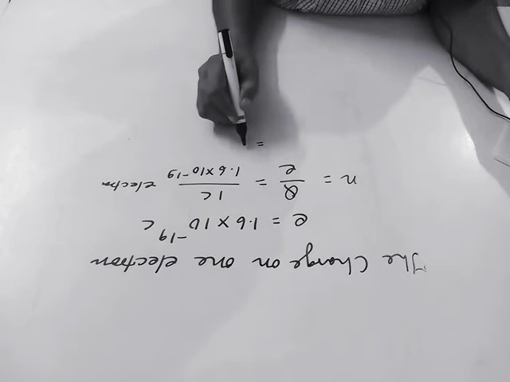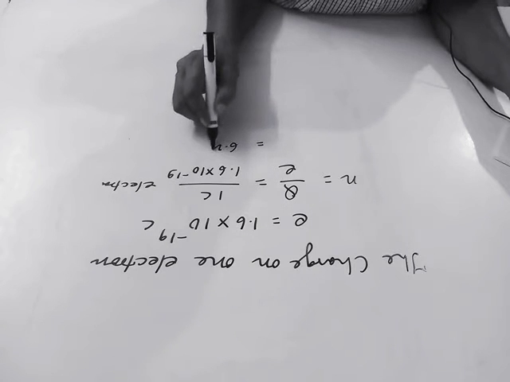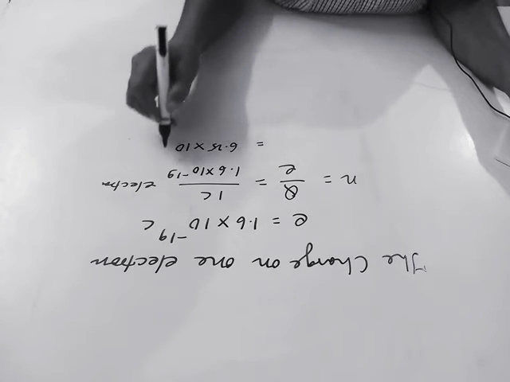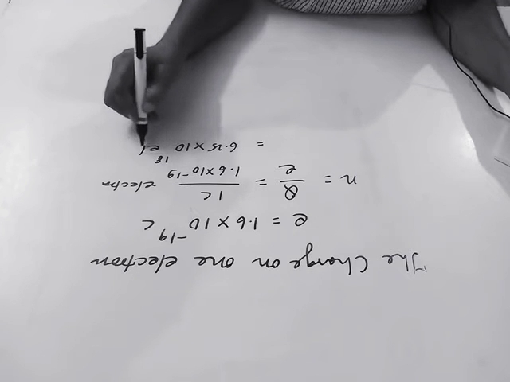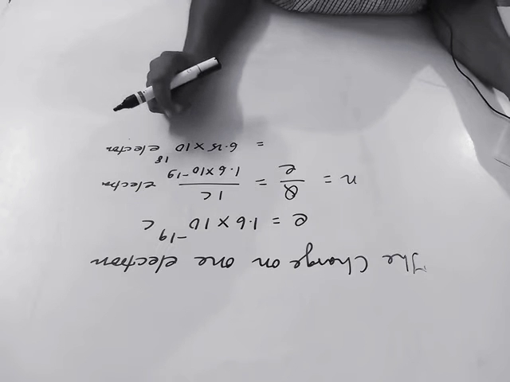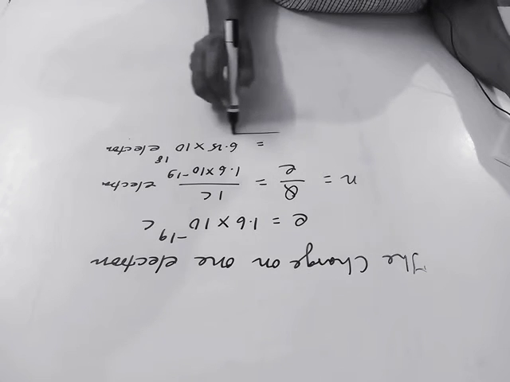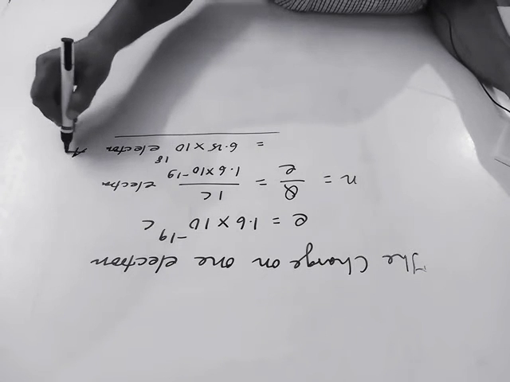And after calculation, what you will get? 6.25 × 10^18 electrons. So this is the answer. The number of electrons in 1 coulomb is this many electrons. This is the answer.